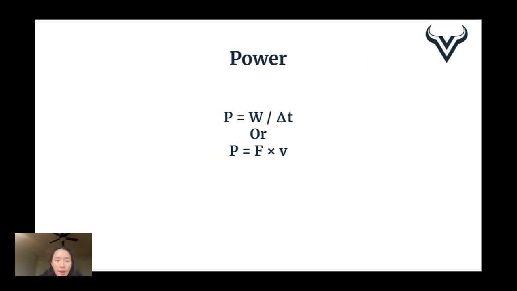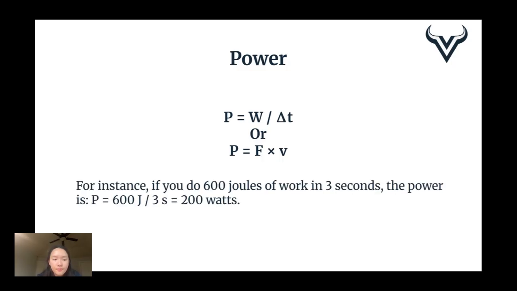Finally, let's talk about power. Power is the rate of doing work, basically how fast energy is being transferred. The equation is power equals work over time, and it is given in watts. Or equivalently, it is also equal to force times velocity, where velocity is in the direction of the force. For instance, if you do 600 joules of work in 3 seconds, the power is 600 over 3, which is 200 watts. Now let's do some practice problems.